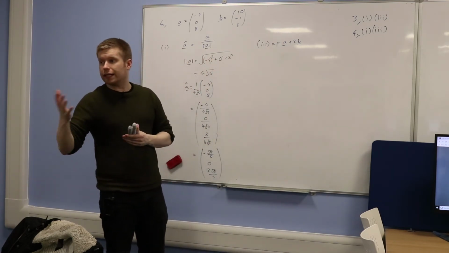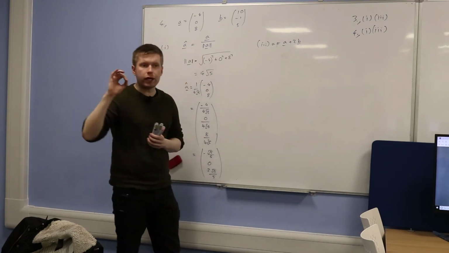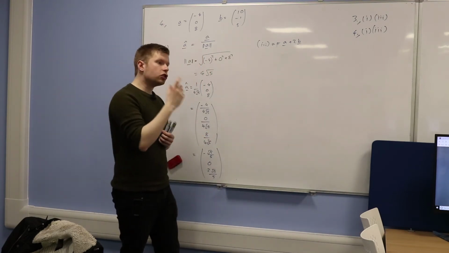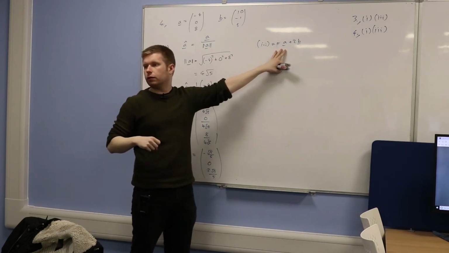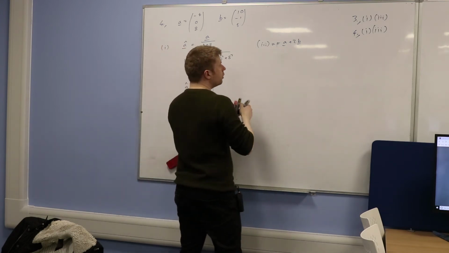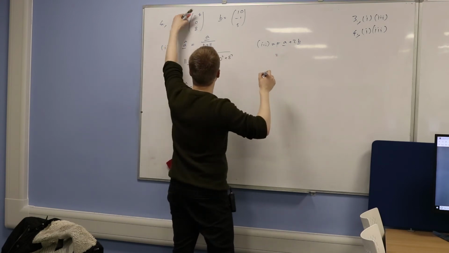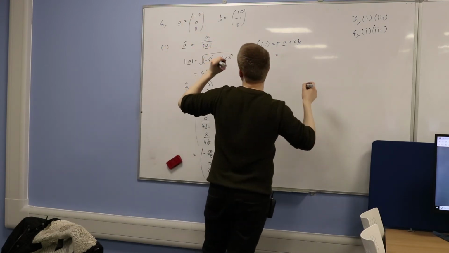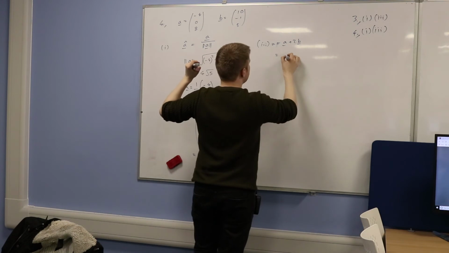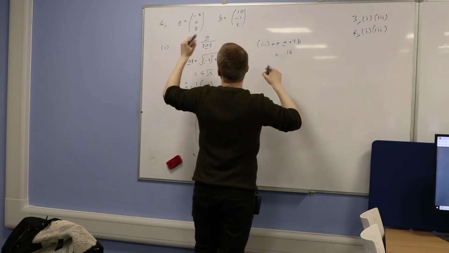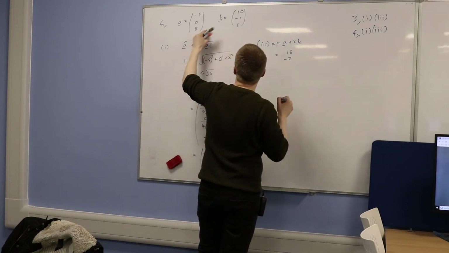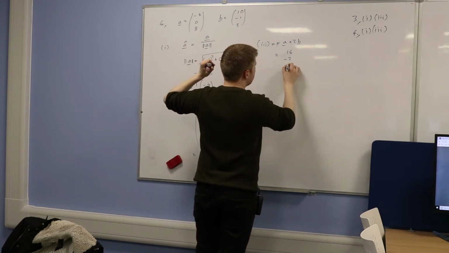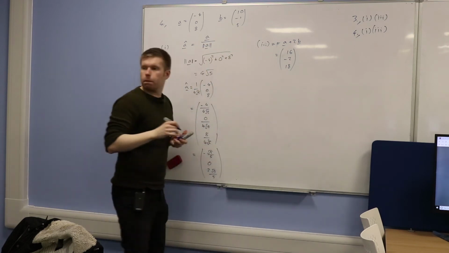First things first, I need to actually find what this vector is. What is A plus 2B? What vector do I get if I move along A and then along 2 lots of B? Would you be happy this is just going to be negative 4 plus 2 lots of 10, which is going to be 16, and then 0 plus 2 lots of negative 1, which is going to be negative 2, then 8 plus 2 lots of 5, which is going to be 18. You all happy with that?